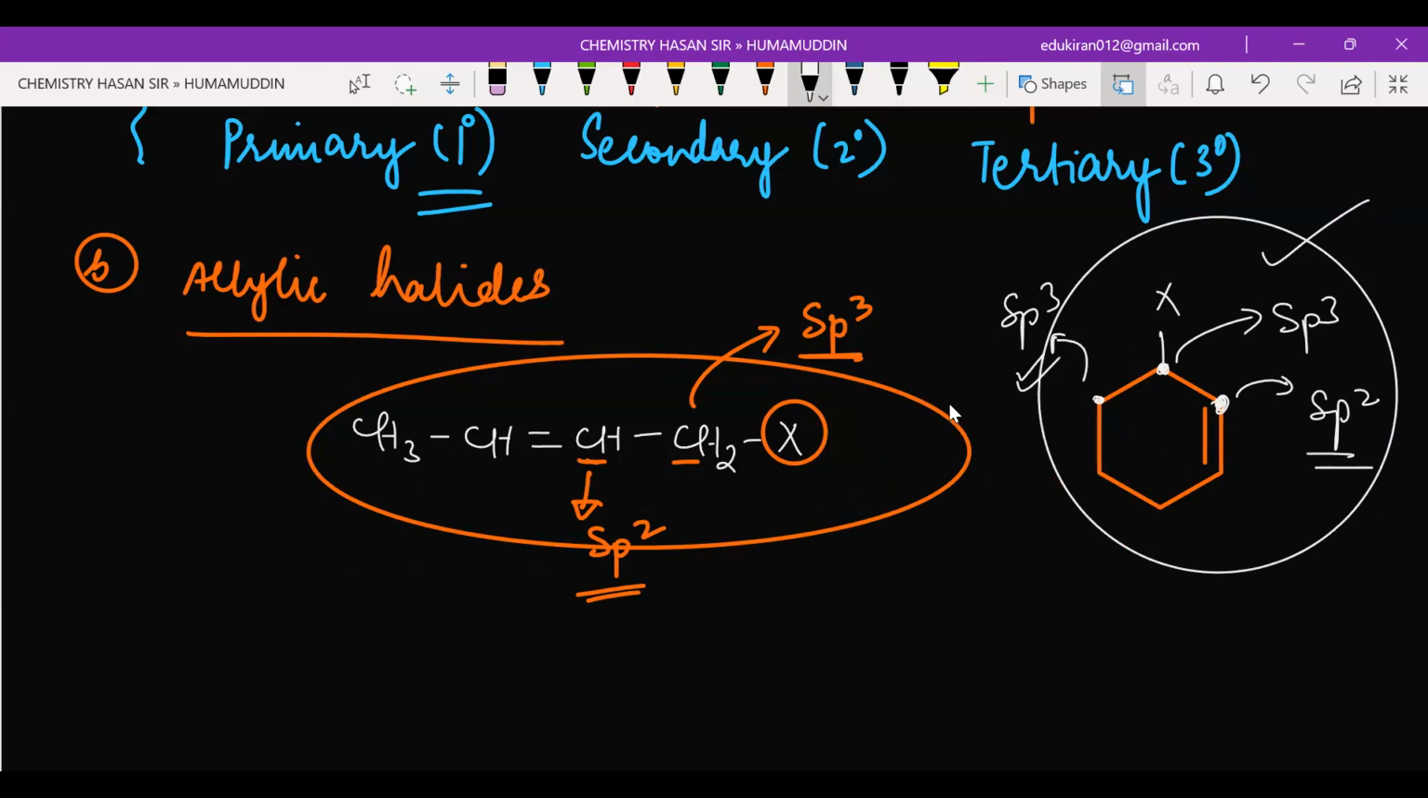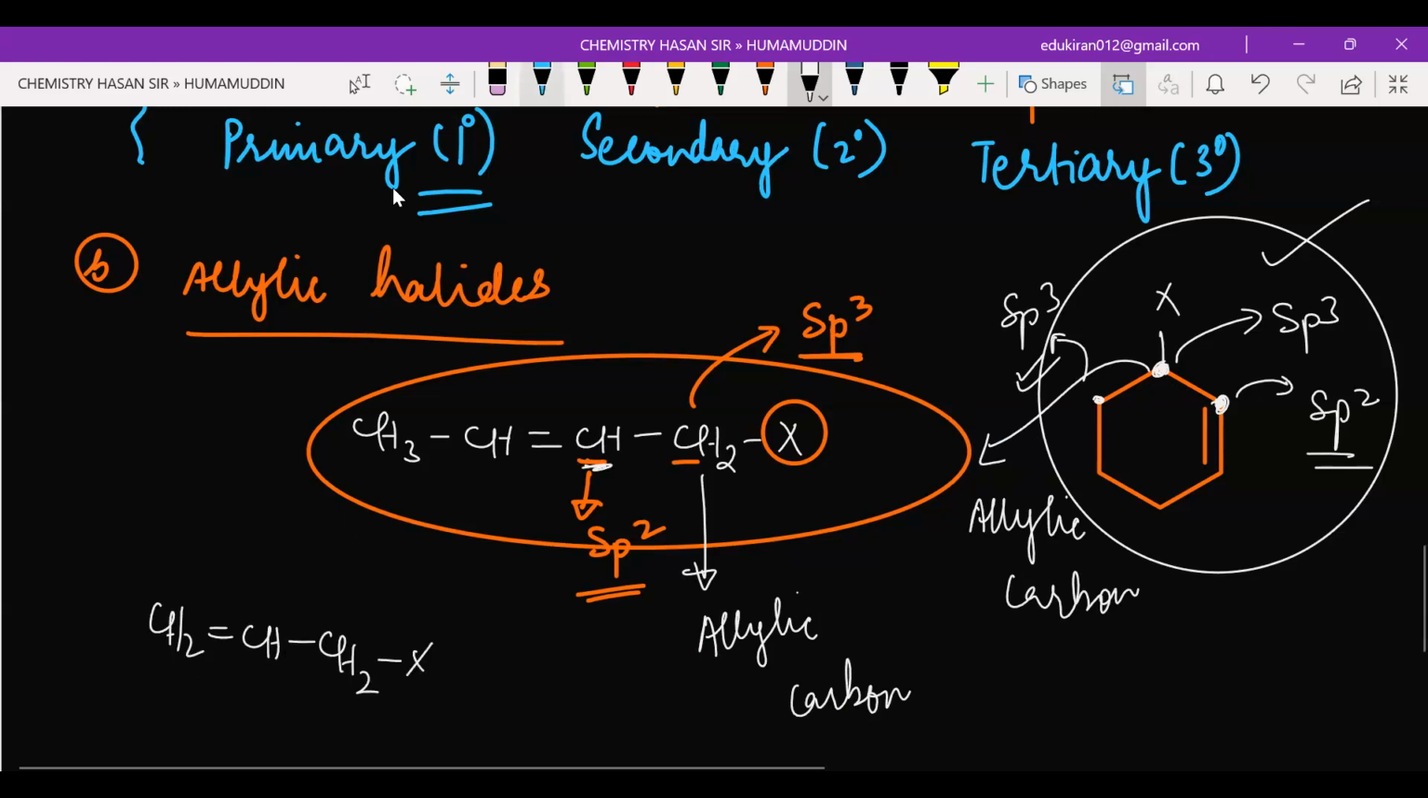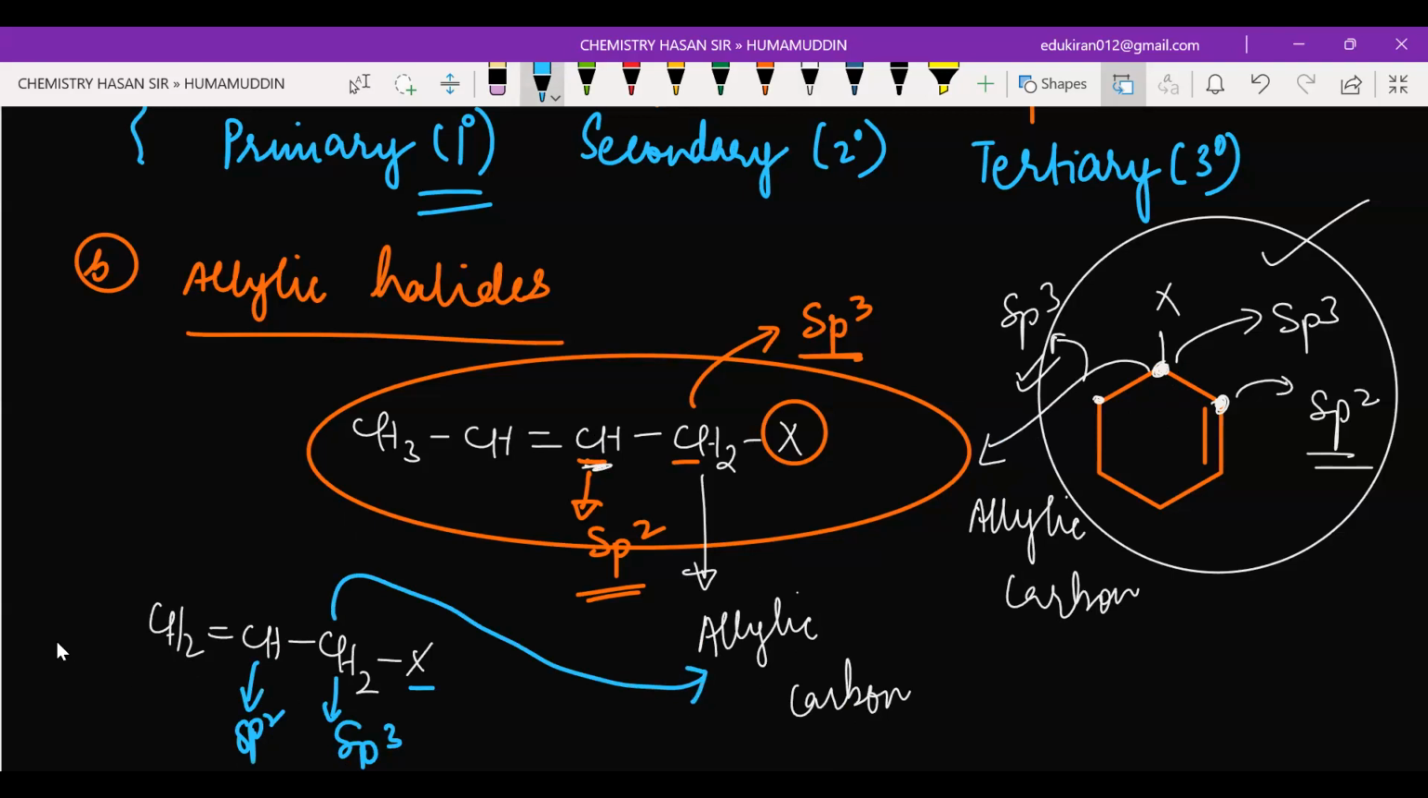Yes, sir. And this sp3 carbon to which an sp2 carbon is connected is called allylic carbon. Sometimes questions will be asked: which of the following is allylic carbon? So this sp3 hybridized carbon is called allylic carbon. You can get another example like this: CH2 double bond CH and then CH2 and then X. You can see the carbon to which X is connected is sp3 and the adjacent carbon is sp2. So this is your allylic carbon and this is the allylic system. Very easy.